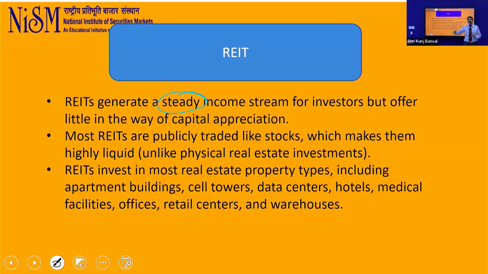At the same time, not taking it to 6 monthly or annual, which you have to wait for so long. So that's the benefit that we get as a REIT, that we have not only been able to invest in property through financial way, reducing our minimum investment requirement, but we are also getting regular income, mostly quarterly. Most REITs are publicly traded like stocks, which makes them highly liquid, unlike physical real estate, which we saw earlier.